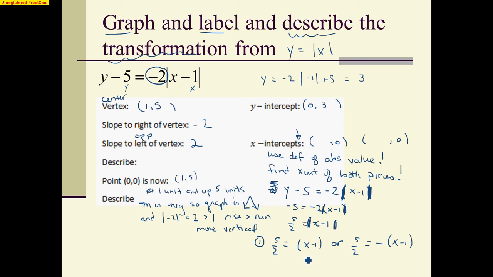And now I just do algebra 1. I'm going to add 1 to both sides. So 5/2 plus 1 is 7/2. Or here I'm going to divide both sides by a negative 1 to get negative 5/2 is equal to x minus 1. Then add 1 to both sides. And I get x is equal to negative 3/2. So I have 2 x-intercepts.